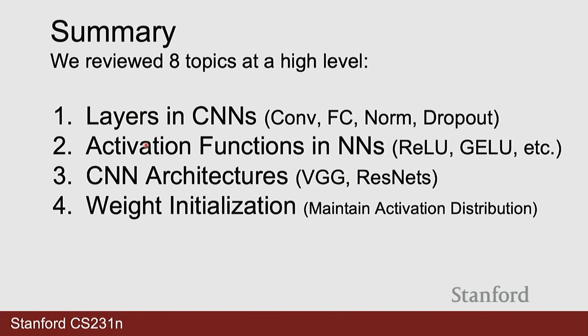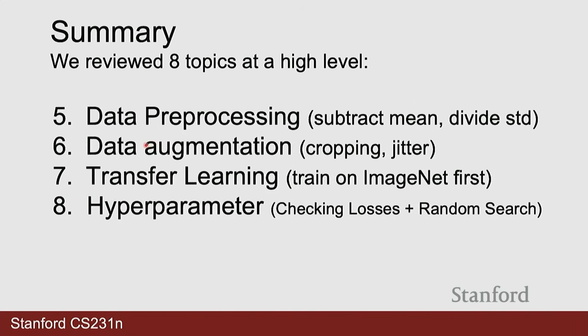Okay, that's it. So we talked about layers and CNNs, activation functions, CNN architectures, and weight initialization. How do you actually predefine and build these models? Then we talked about how you actually train it. How do you change your data to be input to the model? How do you augment it? Transfer learning is a really neat trick for improving performance. And then, how do you pick the best hyperparameters?